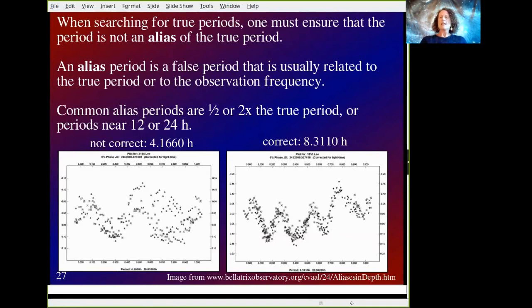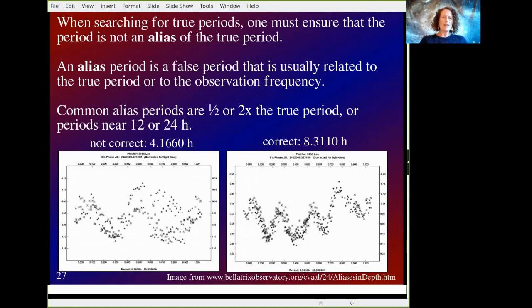The diagram on the right on the bottom shows the correct period for the rotation of this asteroid, and that's 8.3110 hours. And yes, it is that precise. You can see this asteroid has a very unusual looking light curve because it has four maxima and four minima, but it's also repeating very nicely, and the points track very carefully over the same shape for the light curve.